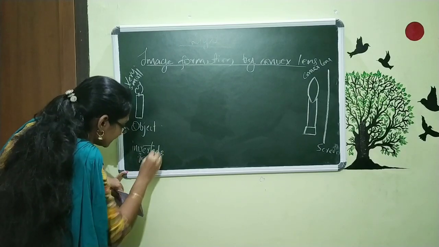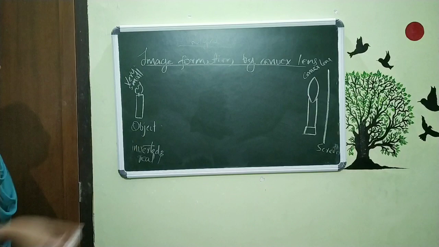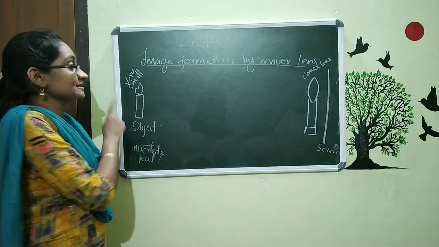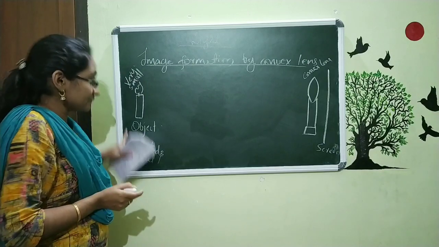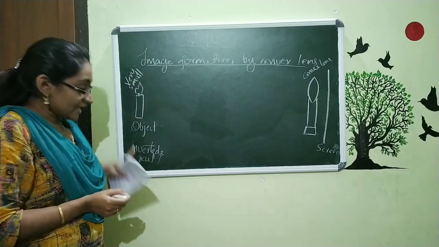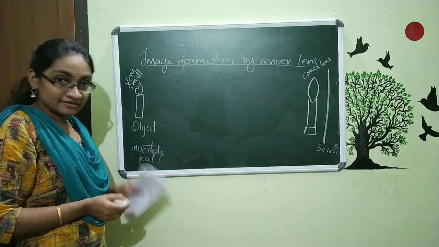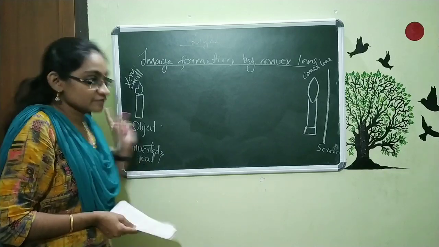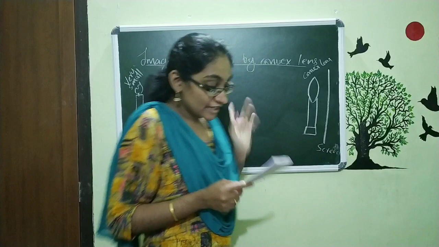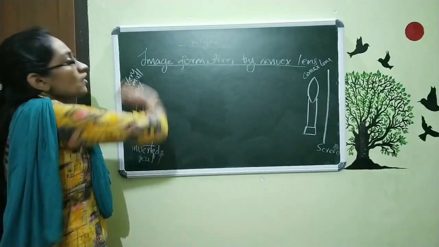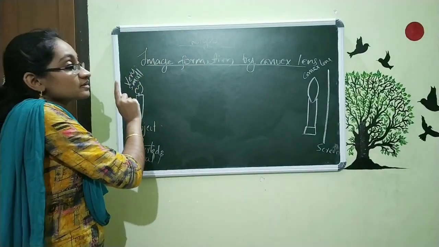Real and inverted and real. So, when you are placing the object very far, you will get the image very small, and it is inverted and real. And we can say real means we can focus this image on the screen. And one thing is also there for the lens.